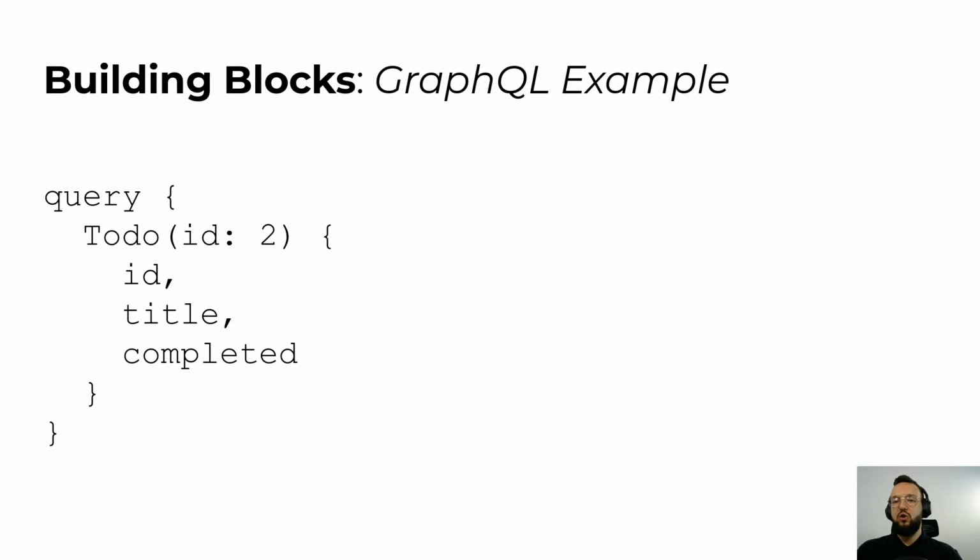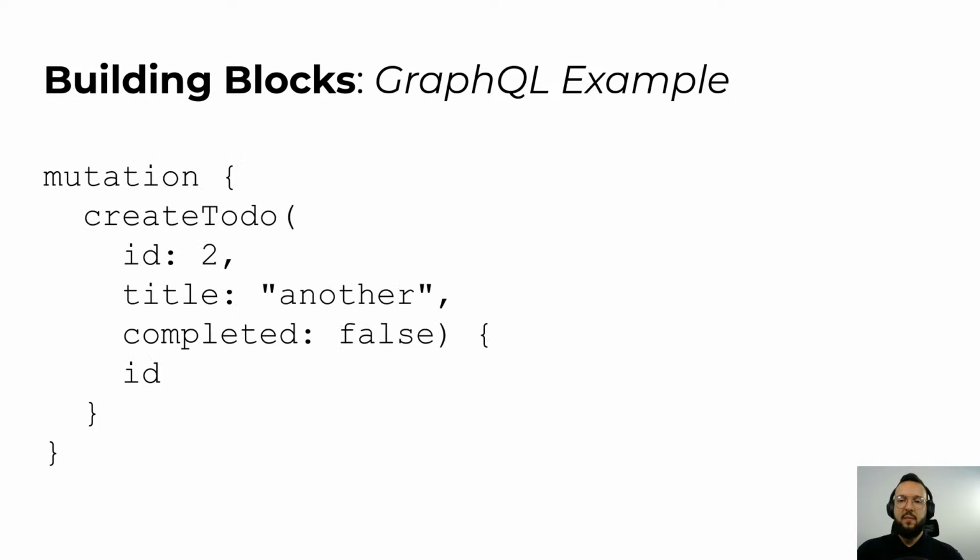If you would like to fetch just one to-do item, you can specify a query that fetches the particular item via ID equals 2. Thanks to that, we are basically doing a query with a where clause, so we are able to fetch and filter the data.